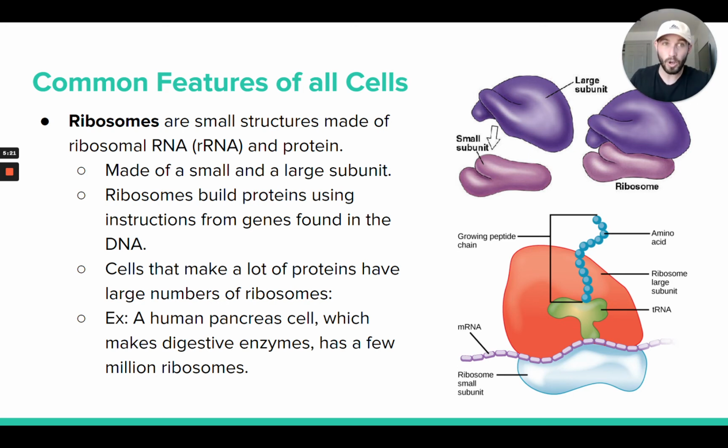Ribosomes are really small structures inside the cell. Usually when you're looking at a picture or a diagram of a cell, they're represented as little tiny dots because they're pretty tiny. They're made up of a small and a large subunit that come together when the ribosome is functioning. The function of ribosomes is to build proteins. They're the ones that actually put the amino acids together.